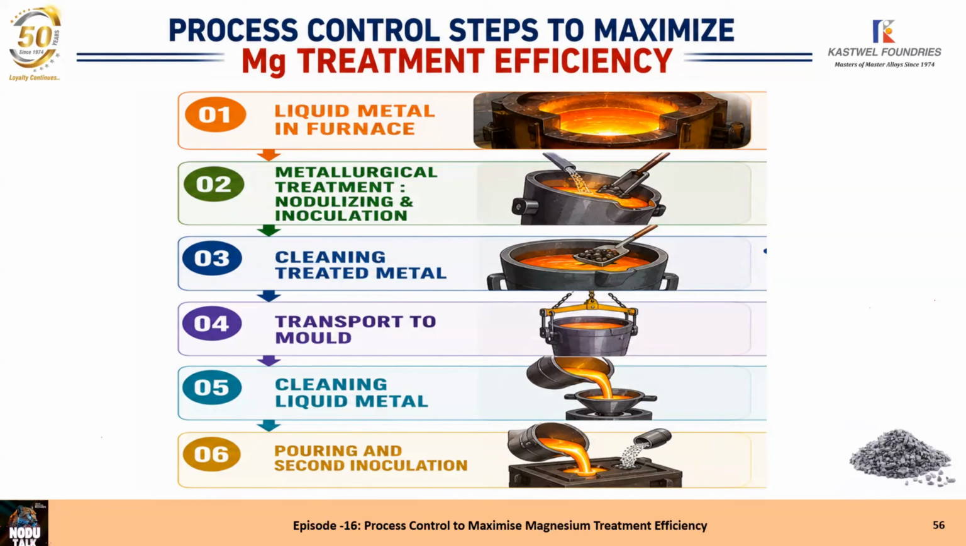These are the parameters which should be considered before the magnesium treatment. So the next two processes of nodularizing and metal pouring are controlled very efficiently to reduce the cost of treatment and to increase the efficiency of the magnesium treatment.